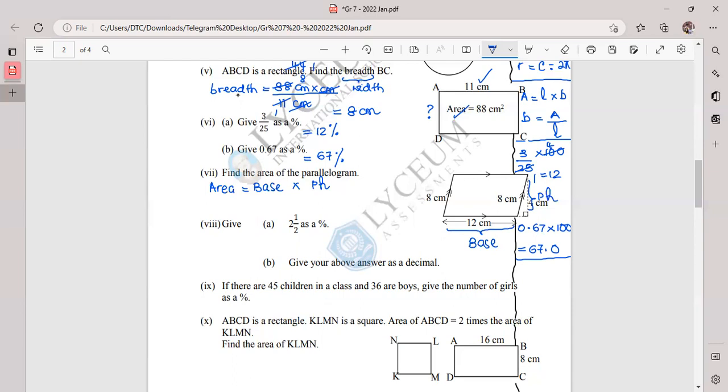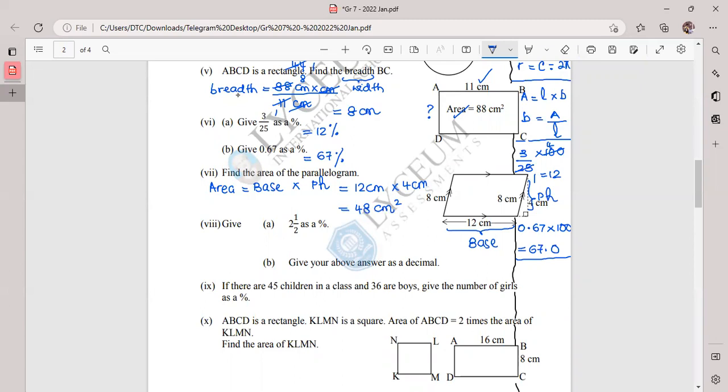And you have the other 3 values: 8 centimeter, 8 centimeter, and 12 centimeter. Out of these 3 values, which one will be my base? The perpendicular height should be drawn against the base value. So that means the 12 centimeter will be the base value. So I write the base is 12 centimeter. And what is the perpendicular height? It is 4 centimeter. When you multiply this, it becomes 48 centimeter square. Right?